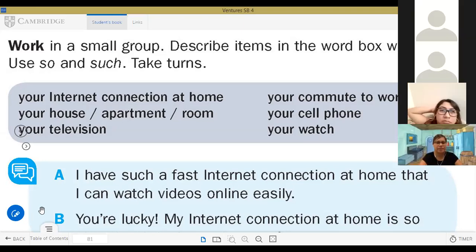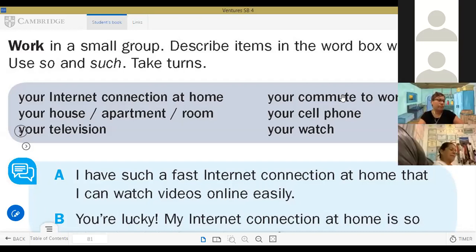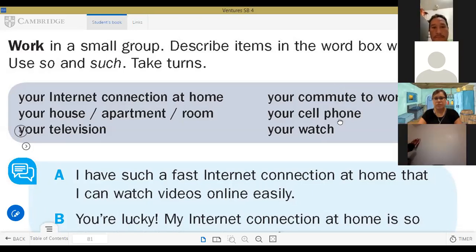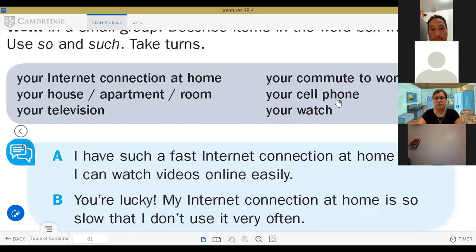Claudia, are you here? There you are. Can you describe your commute? Are you going to work right now? Not right now, but before the coronavirus. Was it a short commute or a long commute? Long. So you say, my commute is so long, or I have such a long commute, right? I have such a long commute.